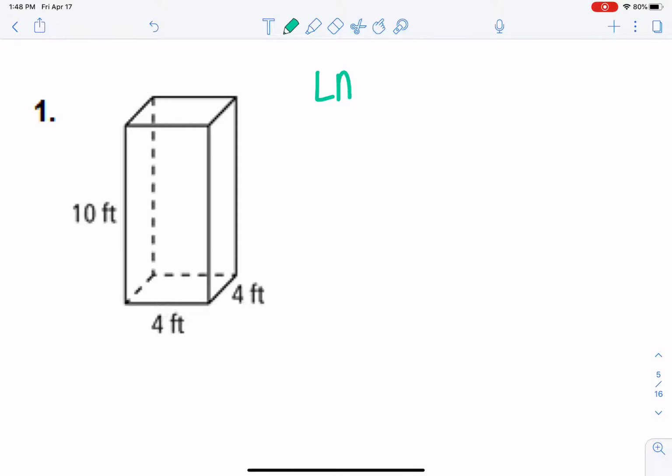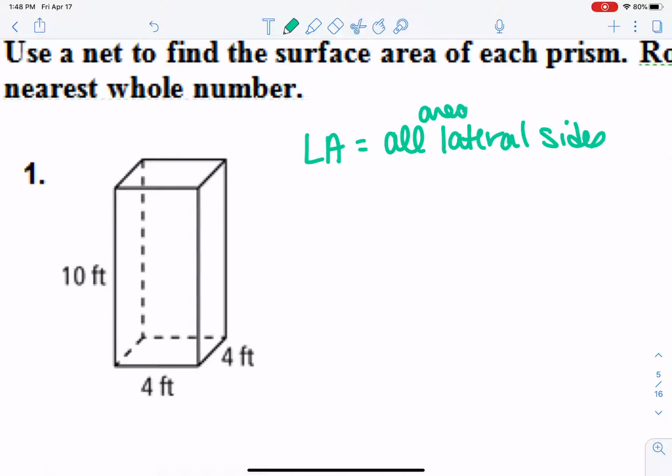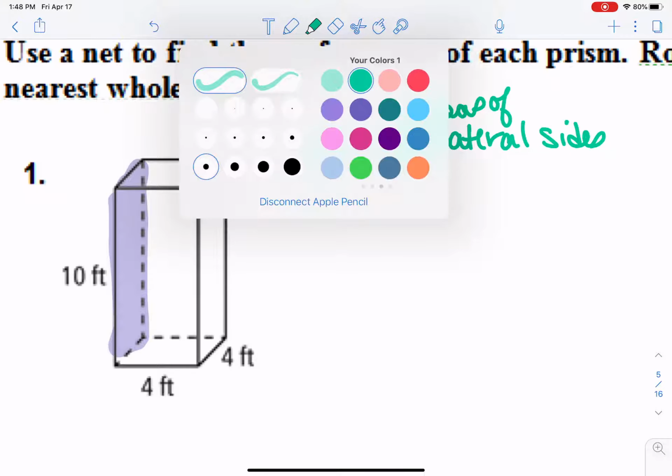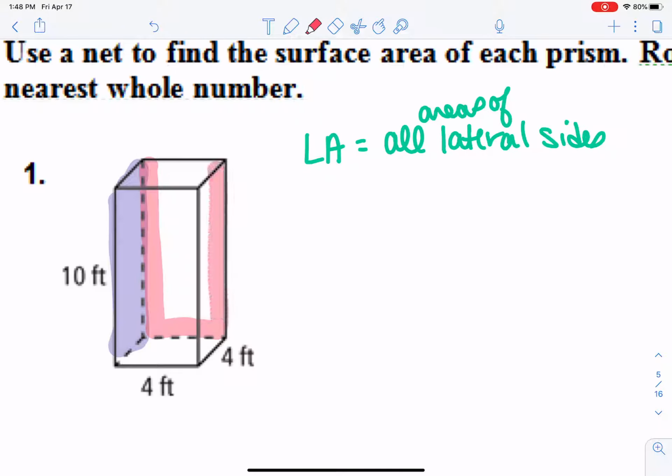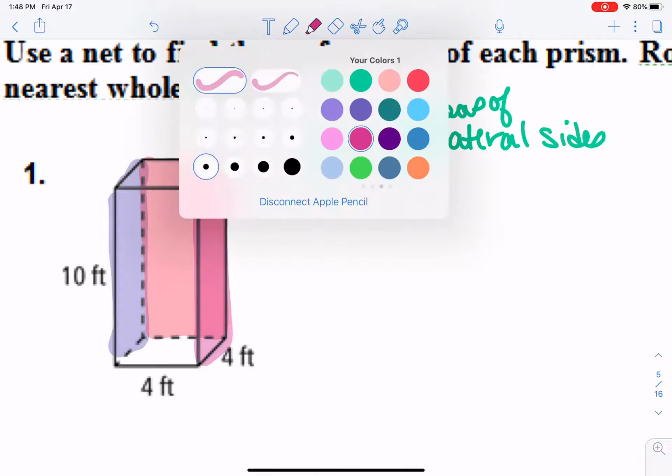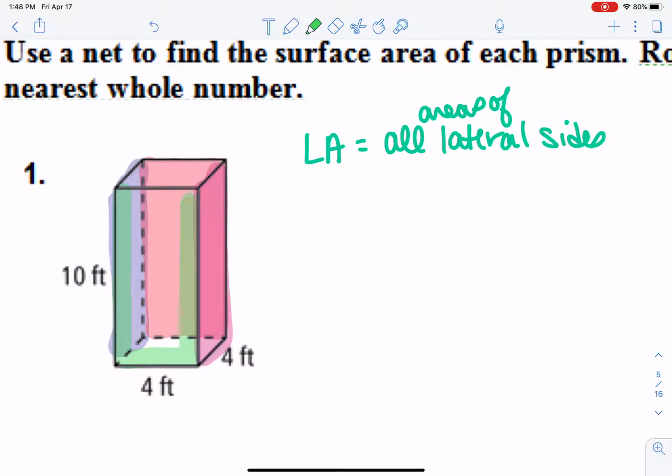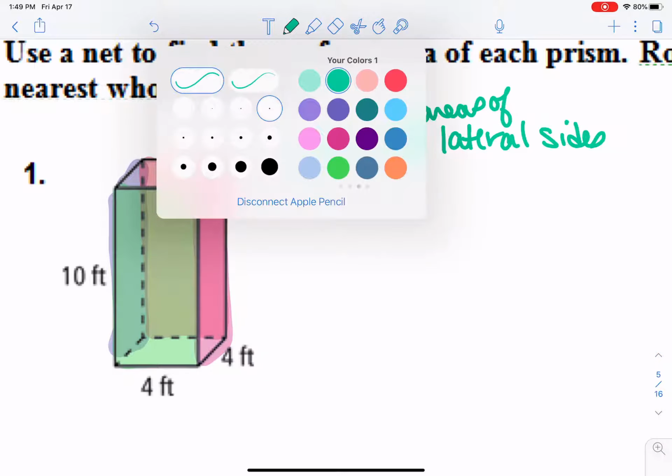So you'll do the lateral area, which is all of the lateral sides. All areas, I guess. And it's looking like I have 4. This purple one, this reddish, pinkish one, the light pink or darker pink, and let's do neon green. Since the base is a square, these are all the same, but I'll go ahead and write them out separately.